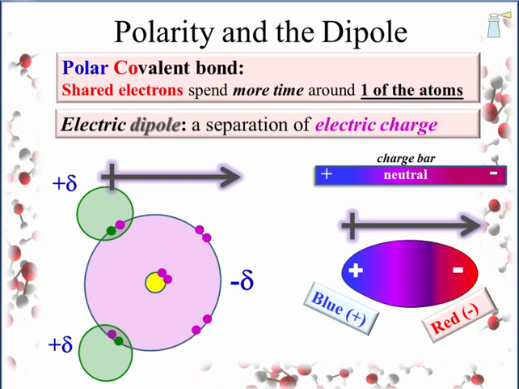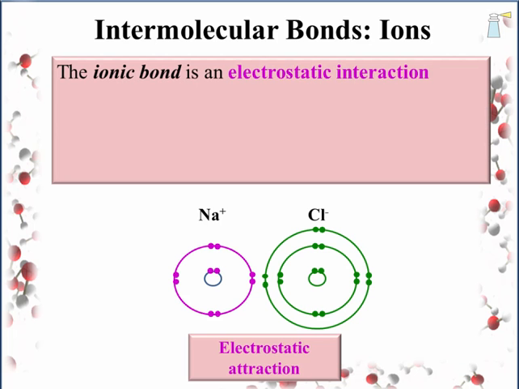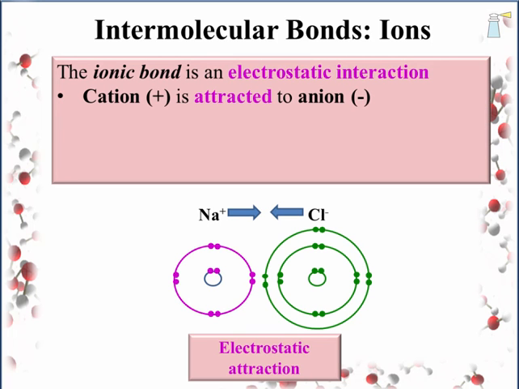That sums up the foundation component of the lecture. It is now time to look at intermolecular forces and bonding, and we will do so moving from strongest forces and bonds to the weakest. The ion produces the strongest of the intermolecular forces. The ionic bond is an electrostatic attraction. The positively charged cation is attracted to the negatively charged anion and vice versa.